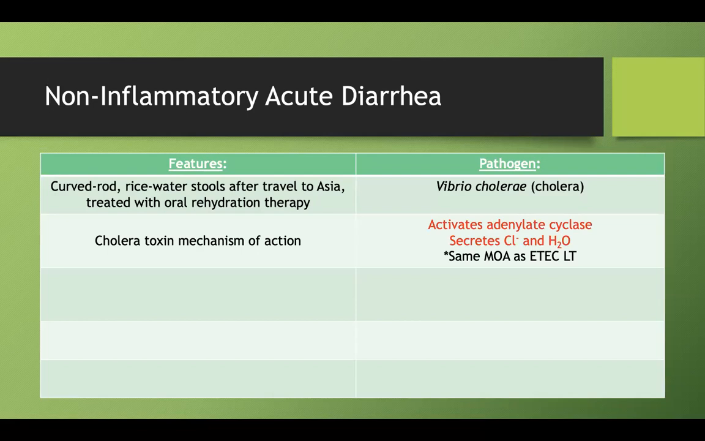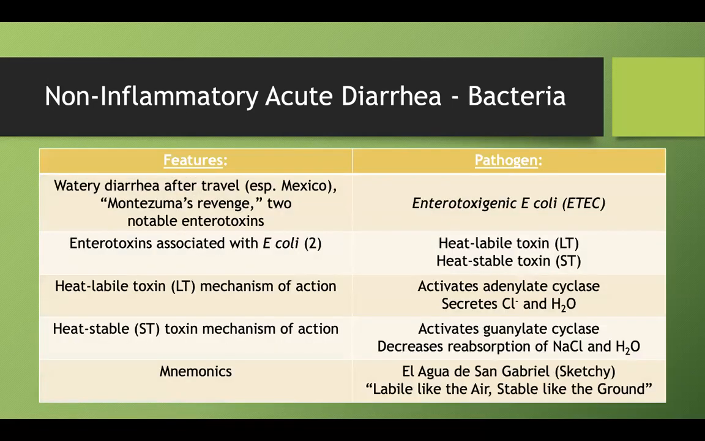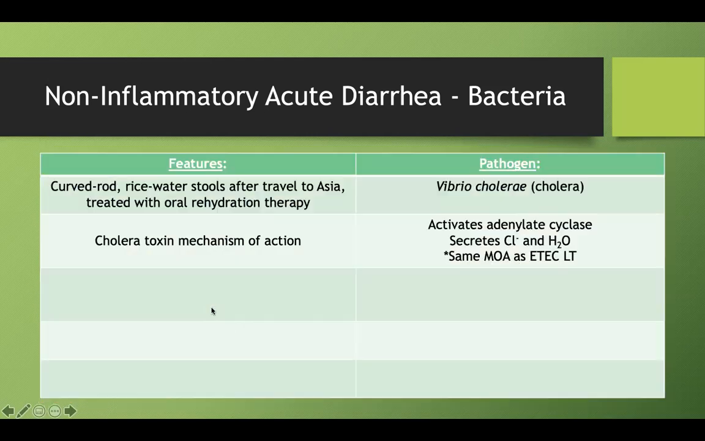I've highlighted it here, and if we go back to the LT, the heat-labile toxin, it's the exact same mechanism. So sometimes they'll give you an example where you know it's cholera, and then they'll say this toxin has the same mechanism of action as the toxin of which other pathogen, and then they'll list off a bunch. In this case, you'd have to pick ETEC. They might ask you what's the toxin, and you'd have to pick LT, heat-labile toxin.